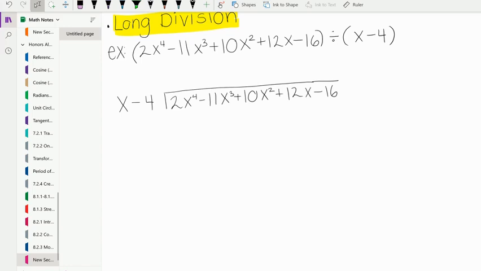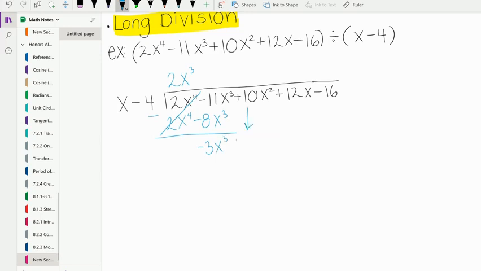X minus 4 goes into this long polynomial. So hopefully you remember how long division works. But the first step is to say x times what will give us 2x to the fourth, and that would be 2x cubed. So then you multiply 2x cubed times x, which would give me 2x to the fourth, which is what we want. And then you're going to do 2x cubed times negative 4, which would give me negative 8x cubed. And then remember, you subtract. So that term cancels out, which is what you want. Then you have negative 11x cubed minus a negative 8, which would be negative 3x cubed.